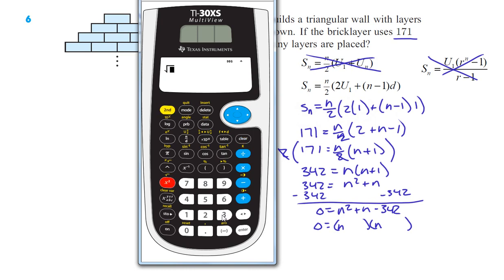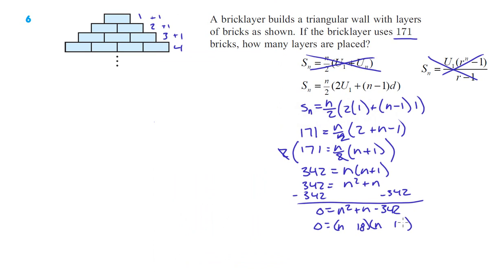Second, if I take the square root of 342, it'll at least give me an idea. I want the decimal answer, 18.49. So it's probably going to be 18 times 19, but let's check. We take 342, divide that by 18, and we get 19. So we know that the factors are 18 and 19.